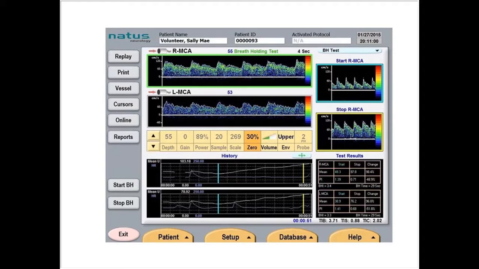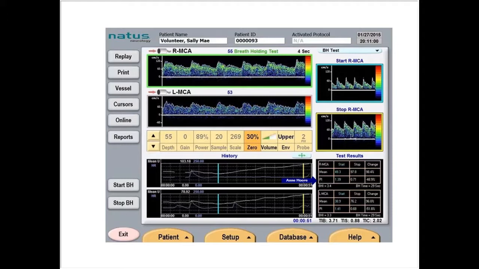Here's a nice example of a normal breath holding test. We see the bilateral middle cerebral arteries are monitored, and here is an example of the middle cerebral artery on the right side at the beginning of the test and then at the end of the test. Notice the increase in end diastole. Below, we see how the sonar will calculate the change in velocity. We see it go from 49 to 98, and the percent change is 98%.